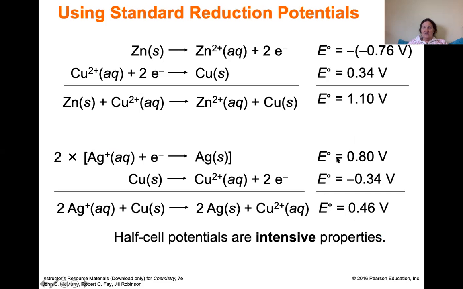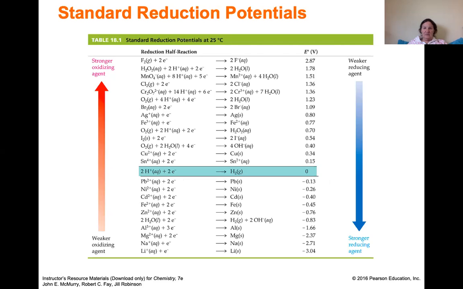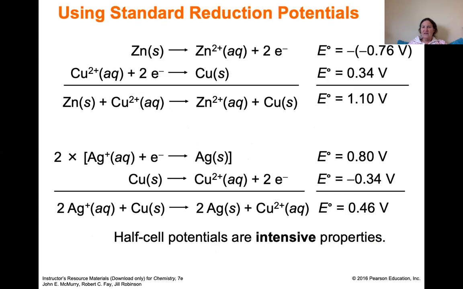So let's look at silver in our table. Silver is right here. Its reduction potential is 0.80, towards the top of the table, about a third of the way down. Even though I multiplied it by 2, I don't multiply the standard potential by 2, because a potential is not a quantity. It's the desire for something to happen, the tendency. So it's an intensive property. It's not dependent on the quantity.